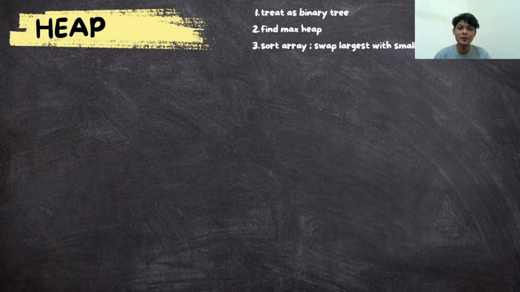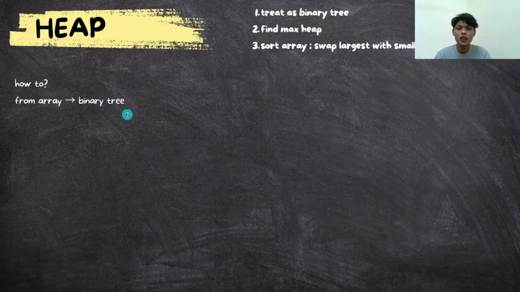And lastly, we have heap sort. How to do heap sort? First, we treat the array as a binary tree, and then we find the max heap and we sort the array by swapping the largest with the smallest end of our binary tree. So first, there are several things that you need to understand.